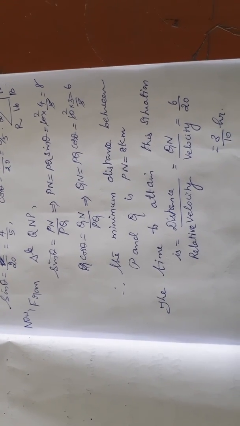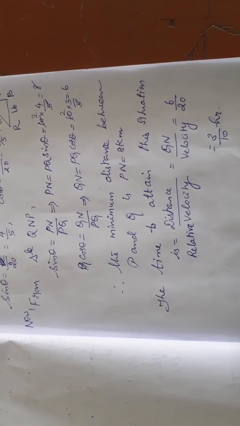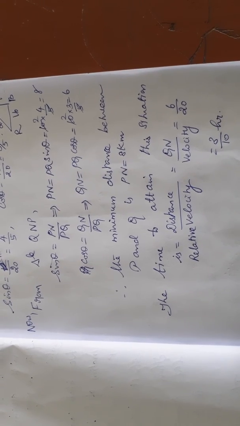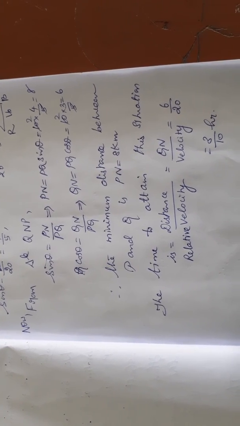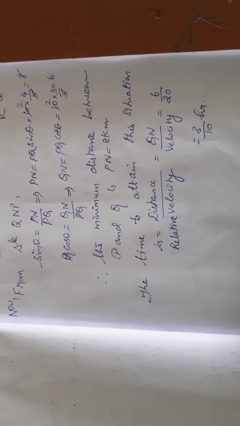Now we are going to calculate the time. Time taken is equal to distance by velocity, where the distance is QN and the velocity is 20. So 6 by 20, which is equal to 3 by 10 hours.